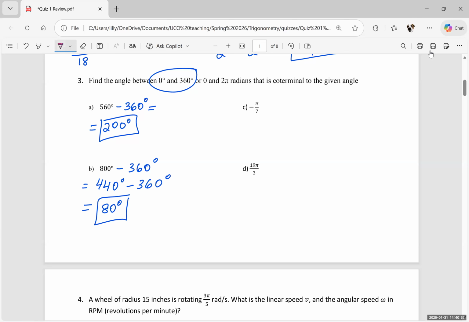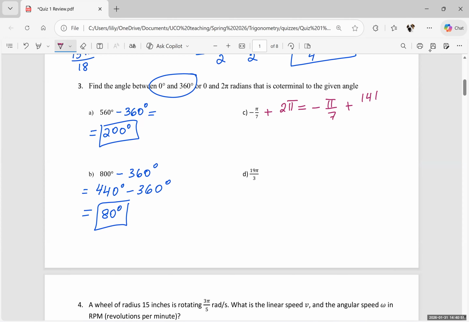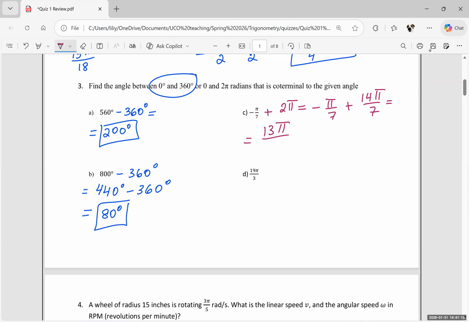Now for the radians, part C is negative. So this time we are going to add. We're not going to add 360. We're in radians now, so we're going to add 2 pi. Common denominator, pi over 7 plus 14 pi over 7. We have to have the same denominator. So now go ahead and subtract those. Negative pi plus 14, that's positive 13 pi divided by 7. And that is the coterminal.